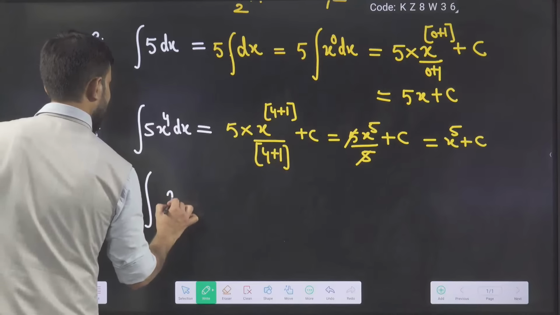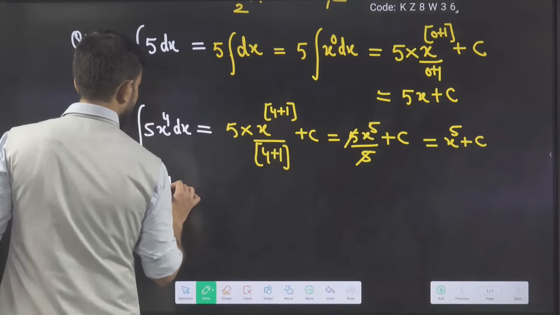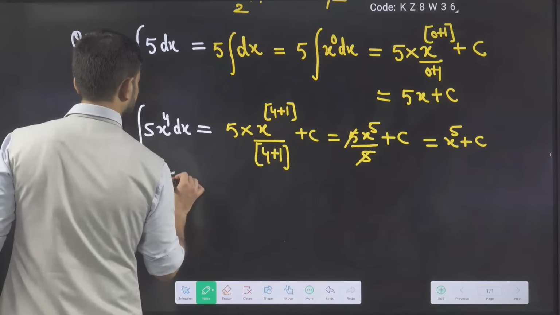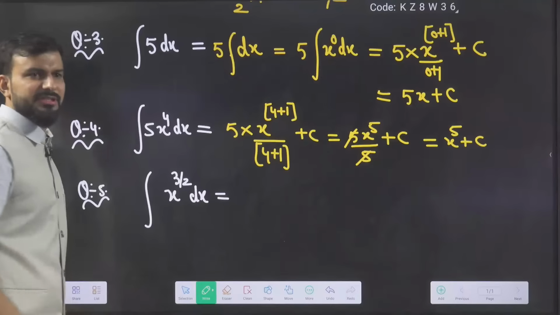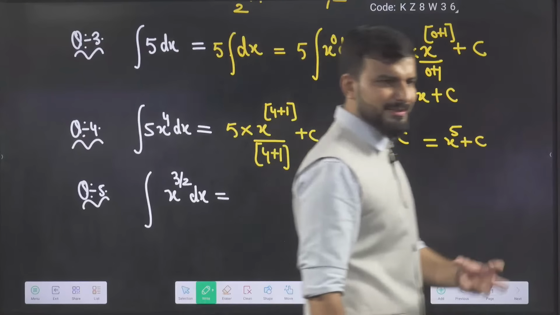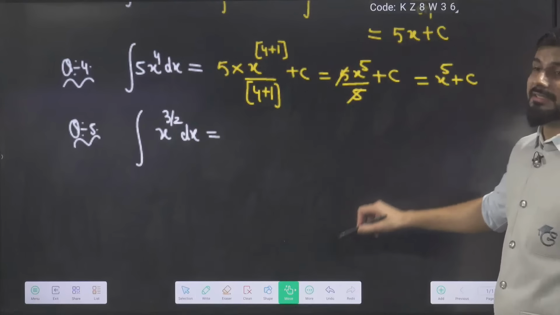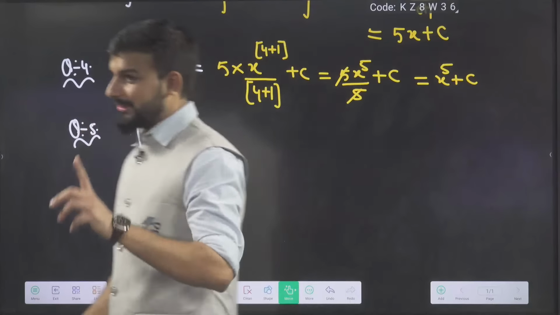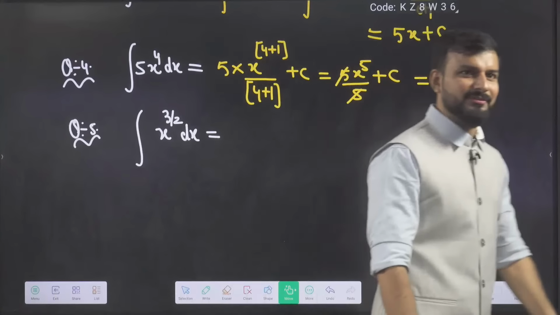Solve this: x power 3 by 2. Let's have you solve this. It's just a practice for you. The more you practice, the more comfortable you will be in mathematics, sorry, physics numericals. Sorry, my bad. The word mathematics I will not use. Are you afraid of that?